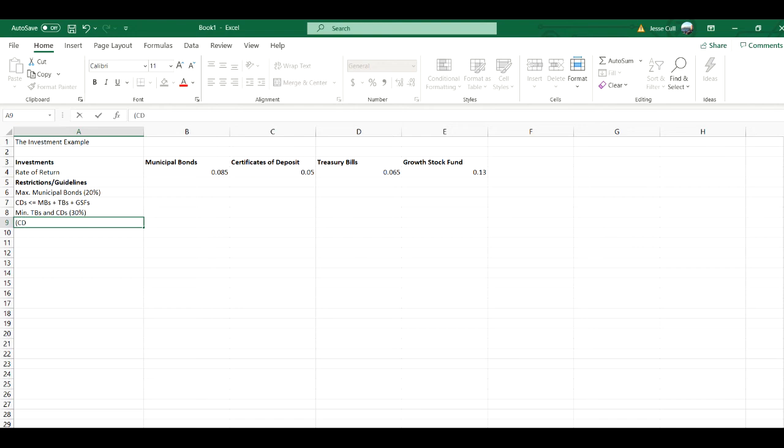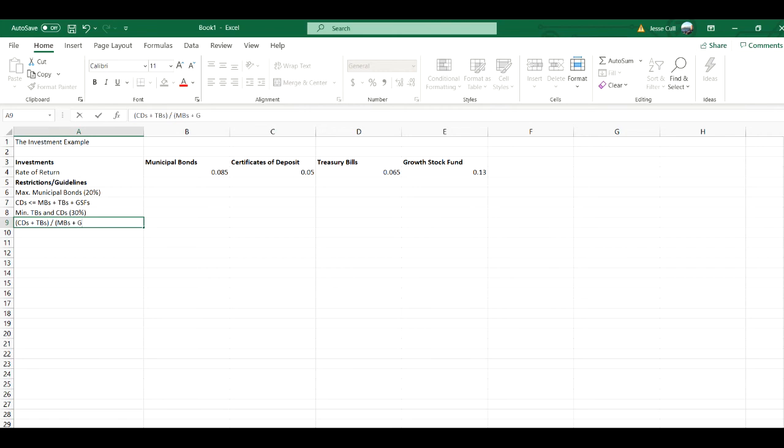In terms of the second one, we have our limitation. CDs must be less than or equal to MBs plus TBs plus GSFs. So it must be less than or equal to 0. In the third one, we have minimum of TBs and CDs, so it's greater than or equal to, and we know it's 21,000 because that's 30% of 70,000.